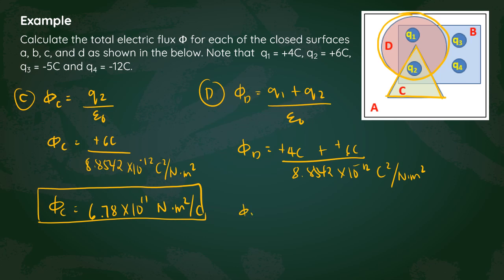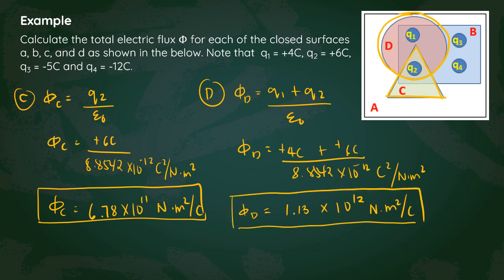So your electric flux for surface D is positive 4 plus positive 6 coulombs divided by 8.8542 times 10 raised to negative 12. So our answer here, the flux for surface D is 1.13 times 10 raised to 12 Newton meters squared per coulomb. So these are the amounts of flux, or the total electric flux, that flows through the closed surfaces A, B, C, and D.